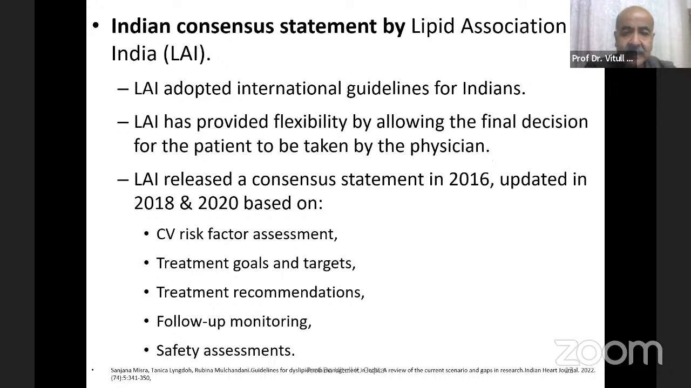Now the Indian consensus statement by the Lipid Association of India, because that is the most important association related to lipid management, and they are adopting the international guidelines suited for Indians. The Lipid Association has provided flexibility by allowing the final decision for the patient to be taken by the physician. That is where personalized medicine comes in. And LAI released consensus statements in 2016, updated in 2018 and 2022, based on CV risk factor assessment, treatment goals and targets, treatment recommendations, follow-up monitoring, and safety assessments. So these are the 5 areas on which LAI has based its consensus statement.